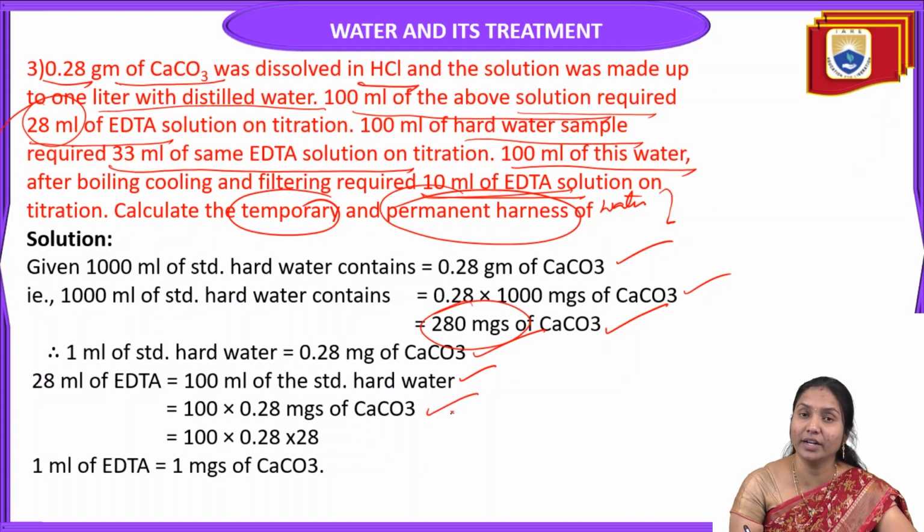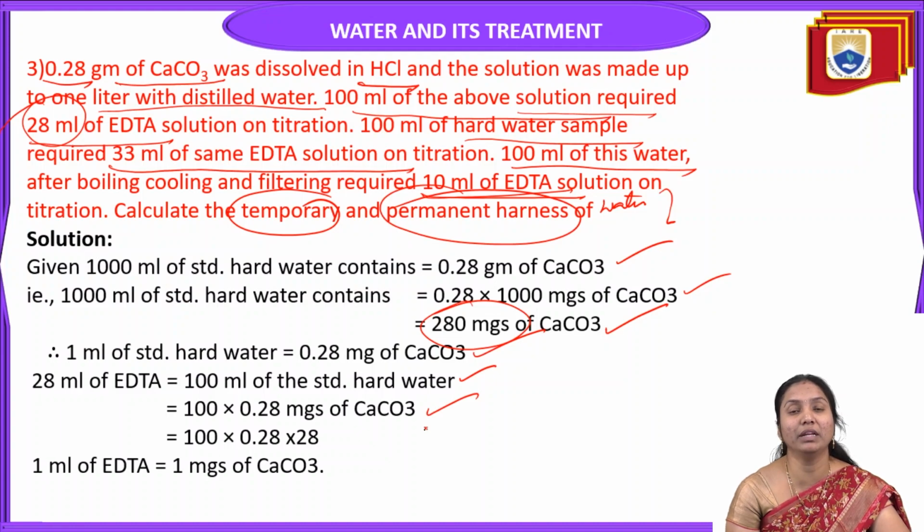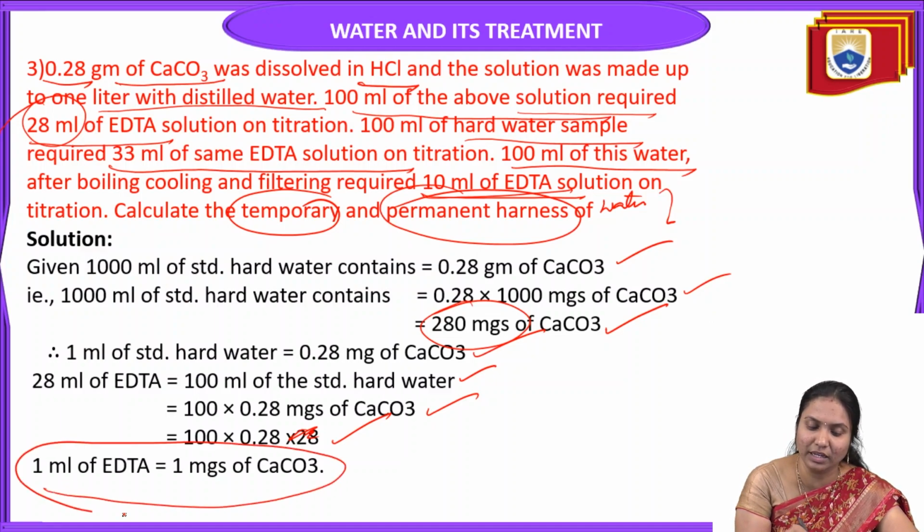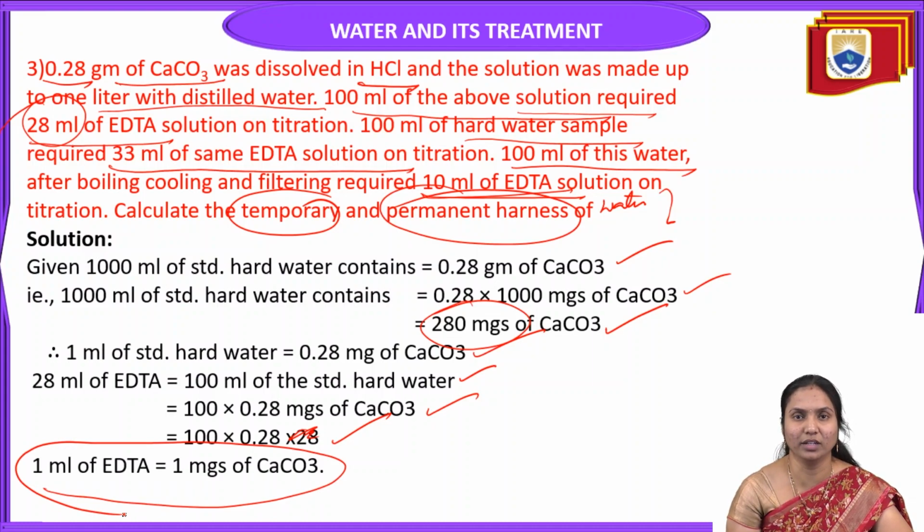So that is equal to 100 into 0.28 milligrams of CaCO3. 100 into 0.28 is equal to 28. That means 1 ml of EDTA is equal to 1 milligram of CaCO3.